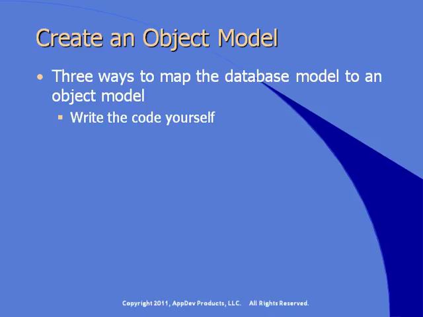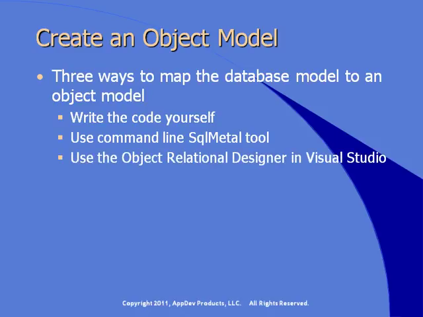In all likelihood, though, you'll want to use a tool and have Visual Studio do it for you. So you have a couple choices. You can use a command line tool called SQL Metal to generate the object model for you, or you can use the Object Relational Designer in Visual Studio. So let's go see a demo of creating an object model using the Object Relational Designer.